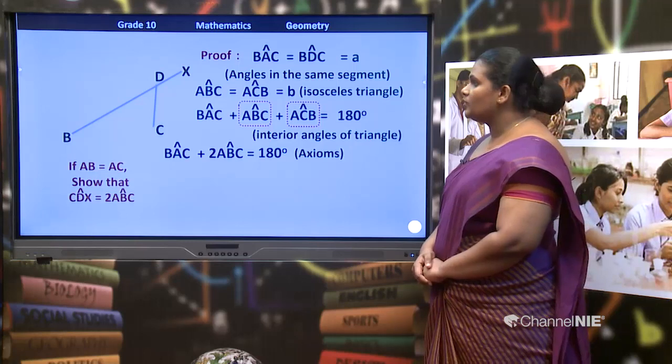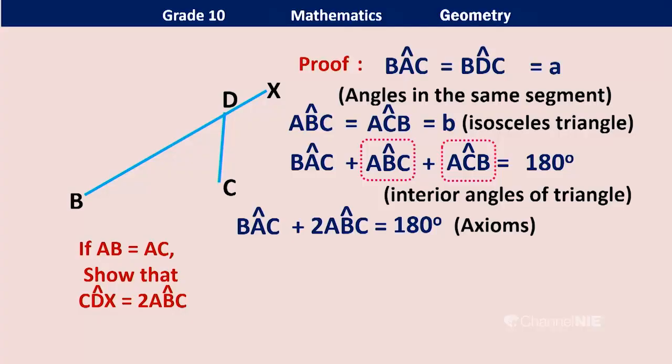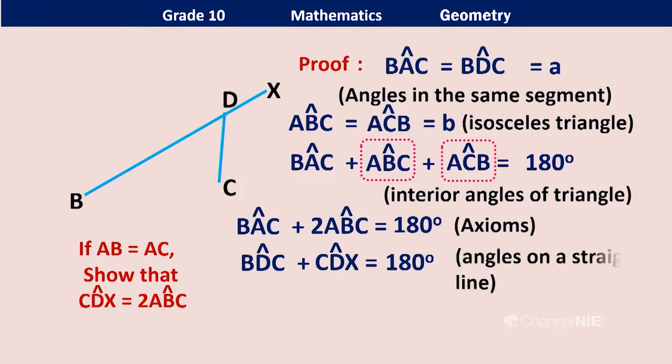Now, when I consider the angles BDC and CDX, I can say angle BDC plus angle CDX is equal to 180 degrees. The reason is those two are the angles on a straight line segment. So, we know that the sum of the angles on a straight line segment is 180 degrees. So, we have to write the reason when we are proving something.